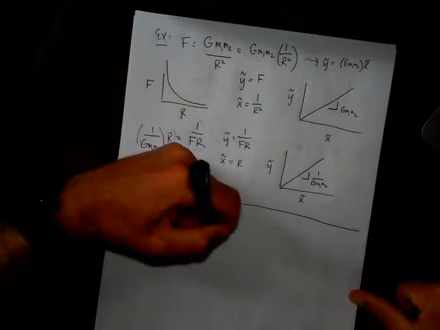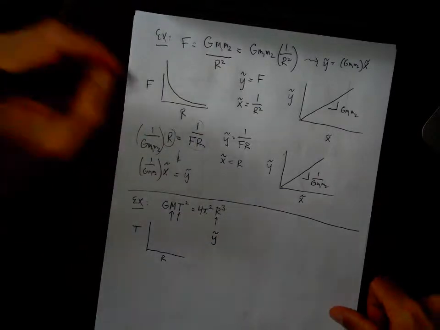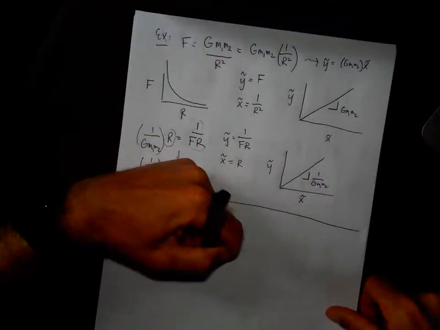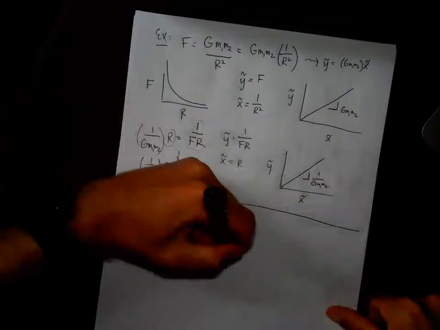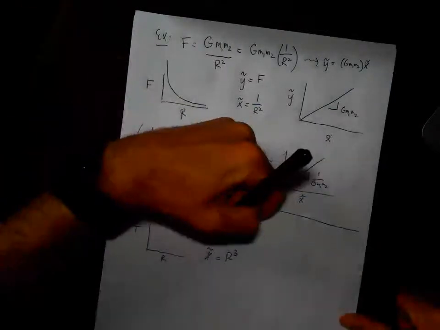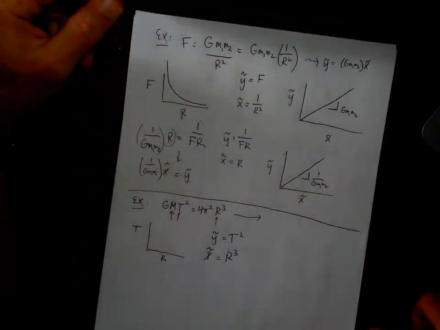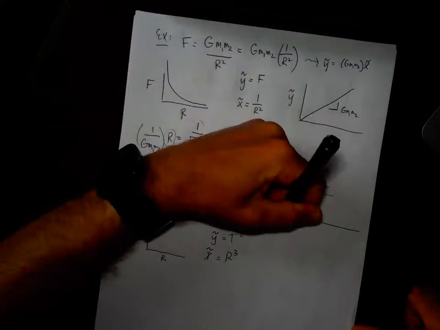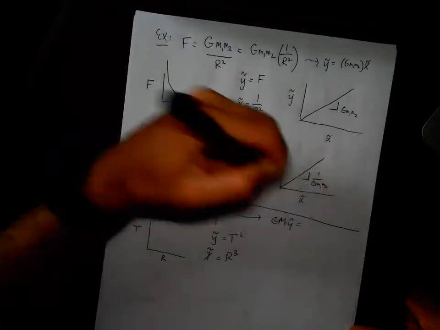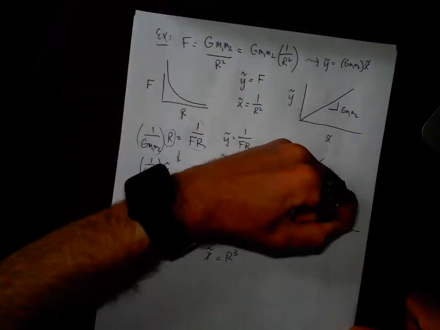So what if I defined y squiggle equals T squared, and then I define x squiggle equals R cubed? What does the equation become in that case? It would become G M y squiggle equals 4 pi squared x squiggle.